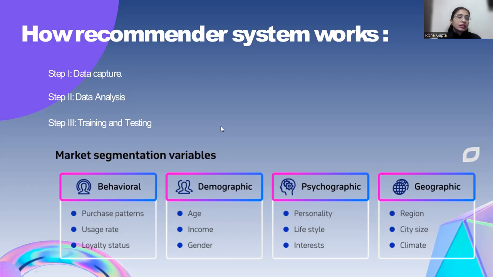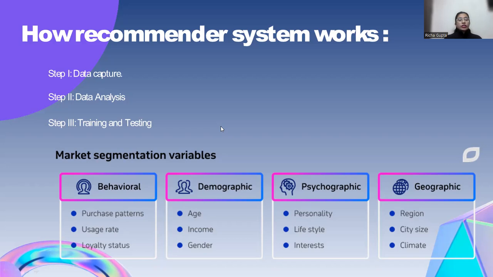This analysis means they are looking up the database with respect to this particular user. And then they are training and testing. That means they have already created a model as per previous users' needs, and the parameters they have taken are compared with their database. As per that analysis, they come up with the recommendations. That is the training and testing phase.